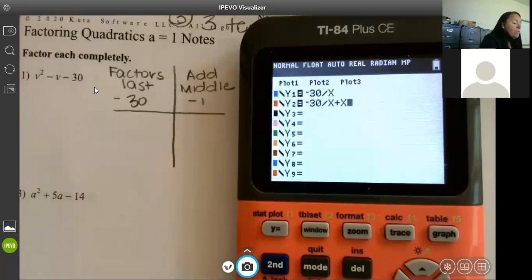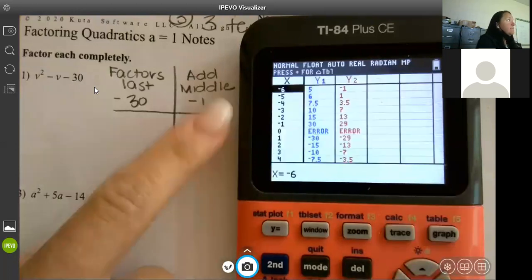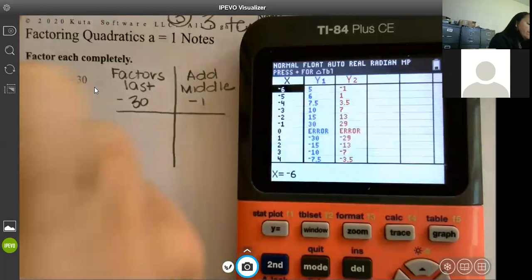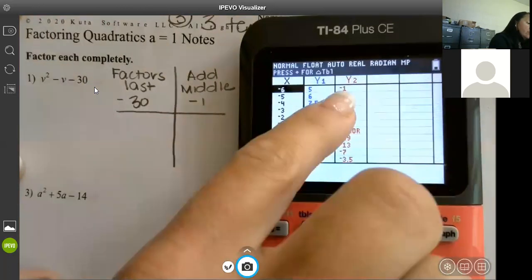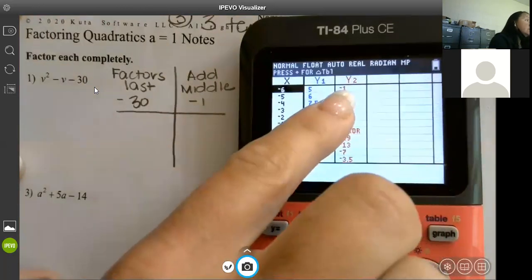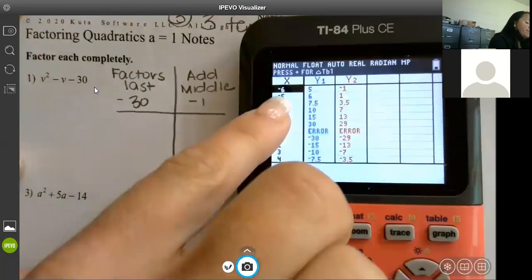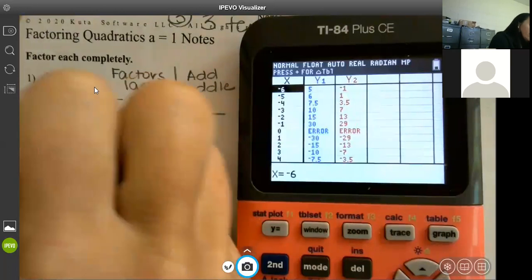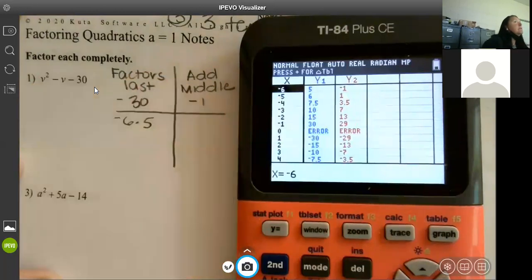Go to your table, and we're looking for that negative 1 in the red column. What are the 2 numbers beside negative 1? Look at it one more time. Look, the red column, negative 1. What are the 2 numbers beside it? Negative 6 and 5. Those are your factors of the last that add to the middle.